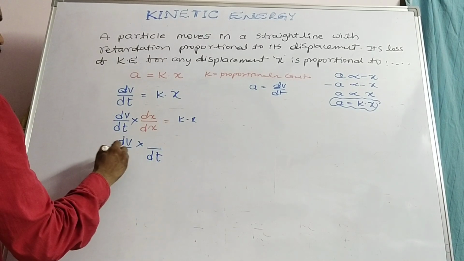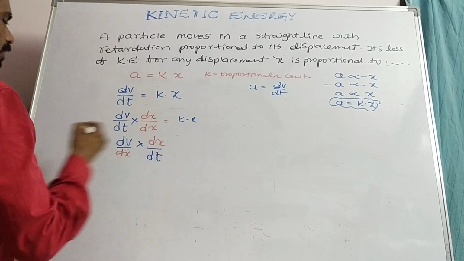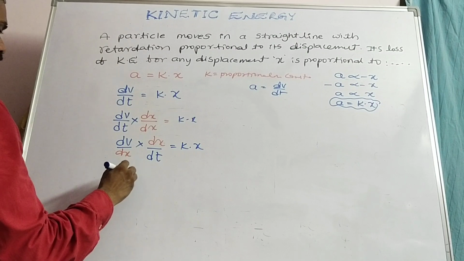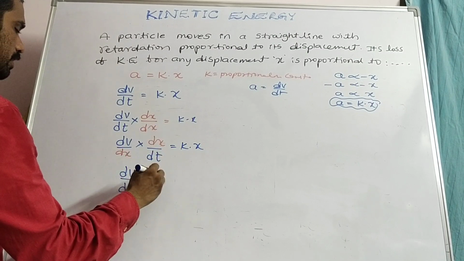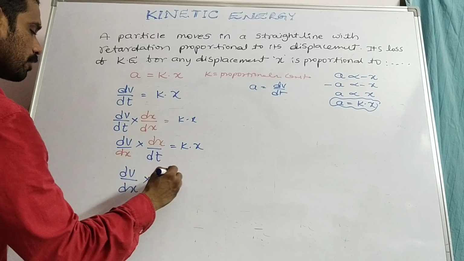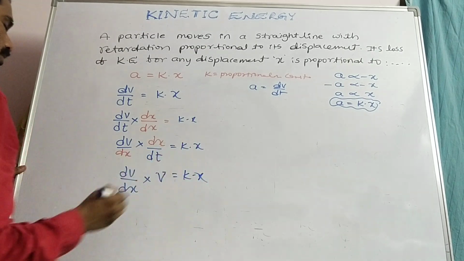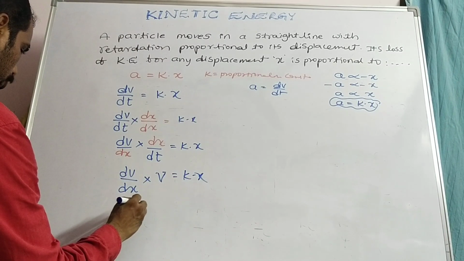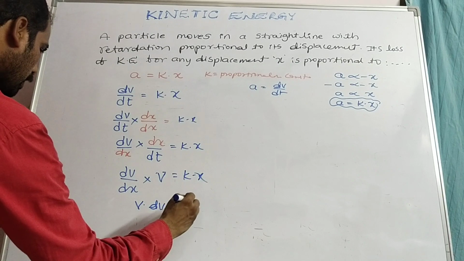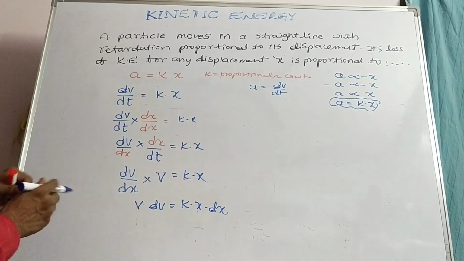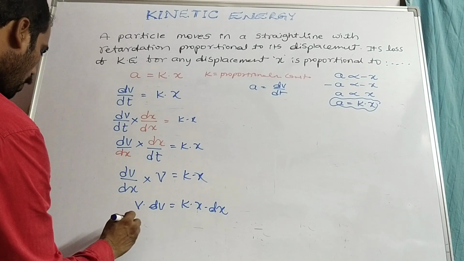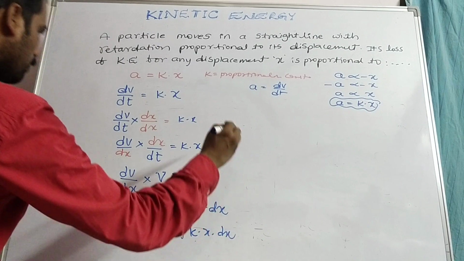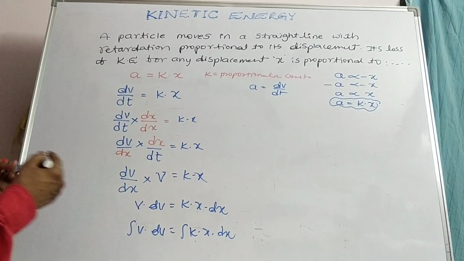dv by dx into dx by dt, that is equal to k into x. Now dv by dx into the rate of change of displacement is k into x. By rearranging, v into dv is equal to k into x into dx. Now by taking the integration, integral v dv is equal to integral k x dx.